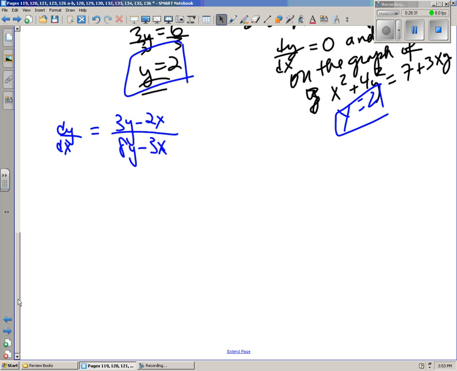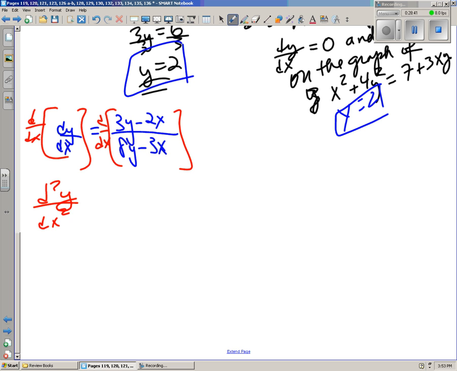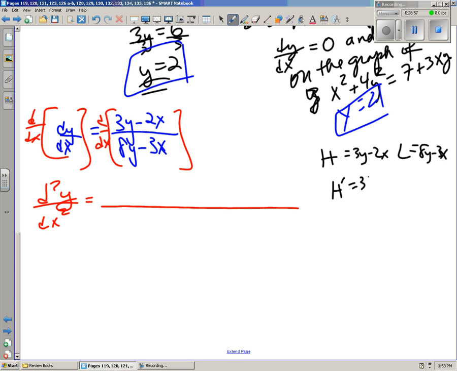Second derivative says take the derivative of the derivative. And what we do to one side, we must do to the other. So the second derivative would be d2y over dx squared. Quotient rule, have to do it. I know it's annoying. Low d high, so we have high, low. High is 3y minus 2x. Low is 8y minus 3x. High prime is 3 dy dx minus 2, because remember, we're taking the derivative with respect to x. Low prime is 8 dy dx minus 3.